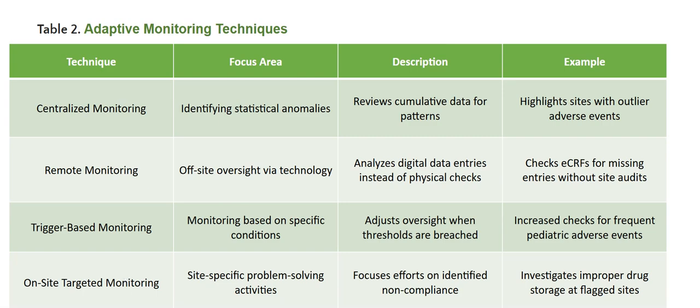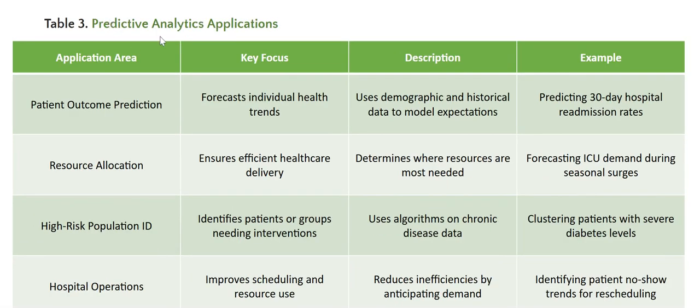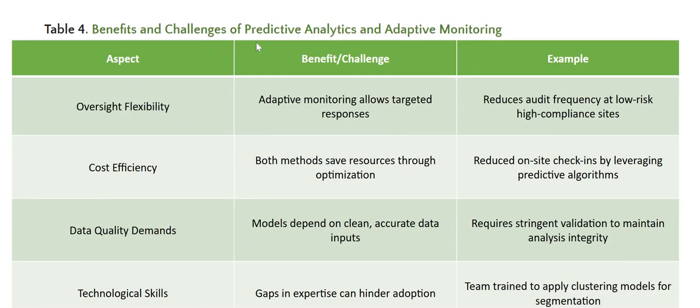Risk-based monitoring (RBM) as a technique: the focus area is prioritizing high-risk zones, and the description is that it scales oversight proportional to identified challenges. Predictive analytics application: the application area, key focus, description, and an example. Application areas: we have patient outcome prediction, resource allocation, high-risk population identification, hospital operations, and drug development. Benefits and challenges of predictive analytics and adaptive monitoring: we have the aspect, the benefit and challenge, and the example.